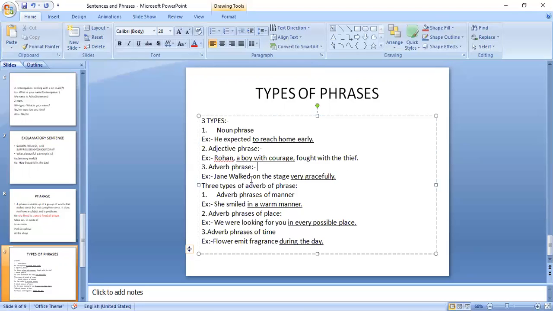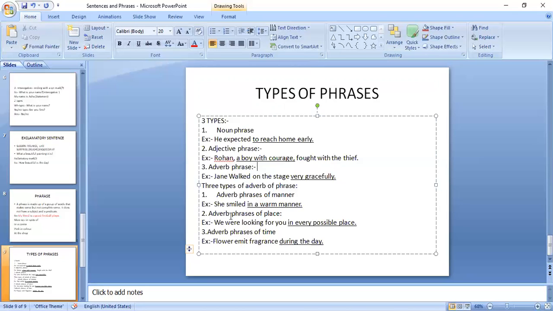Once again, adverb phrases are divided into three types. What are they? Number one, adverb phrases of manner. Adverb phrases of manner tell us how the action is done, in which manner the action has been done. For example, she smiled in a warm manner. Here, in a warm manner is the adverb phrase of manner.